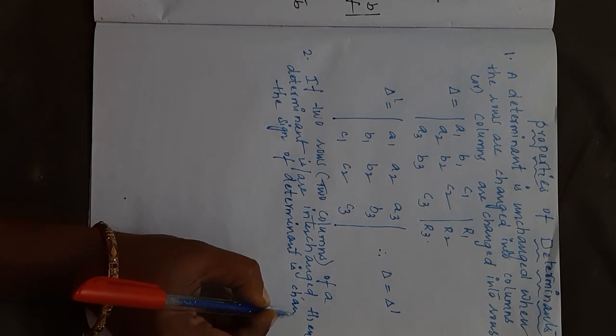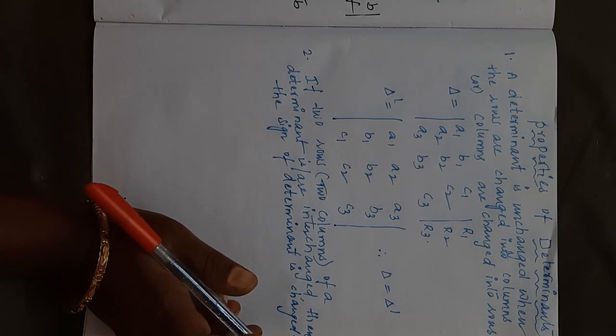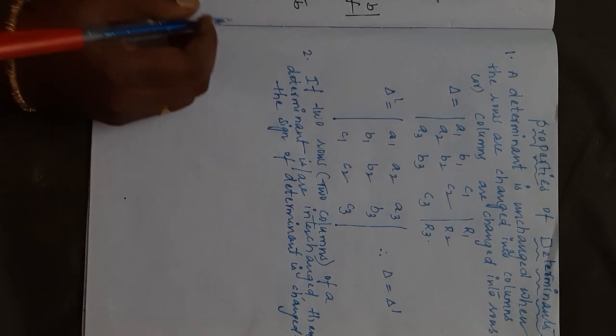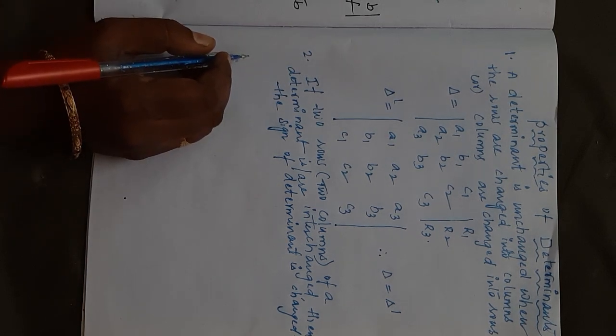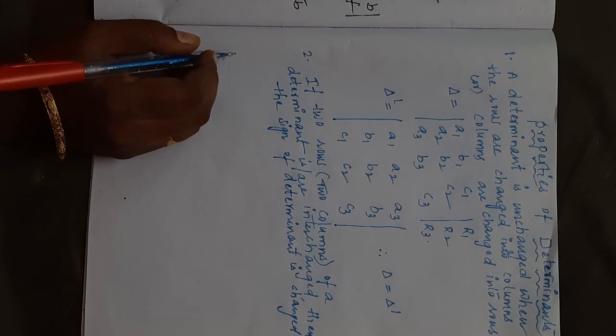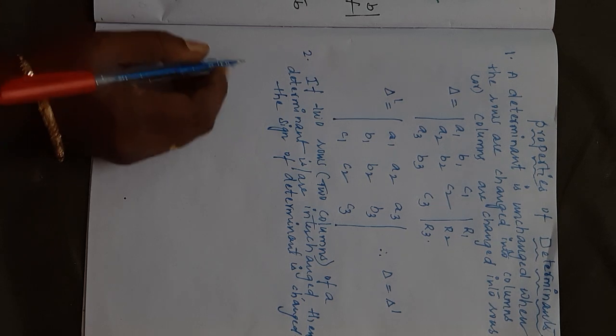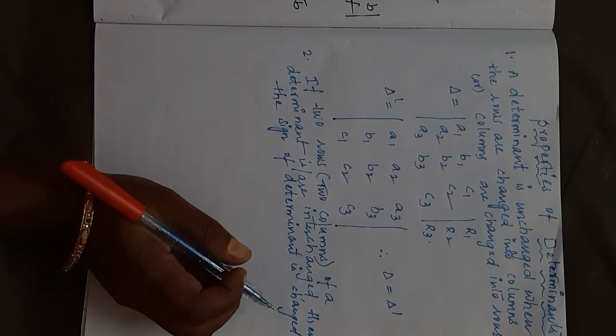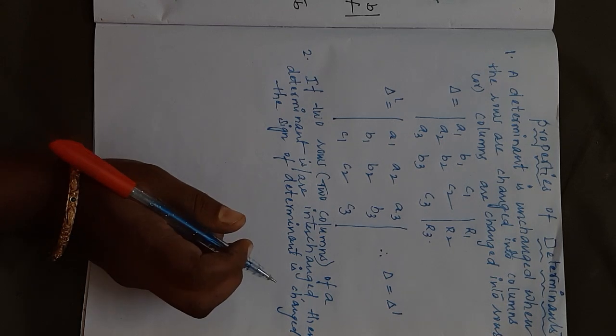You have to write this down in your book. These are all the properties. In your exam also they will ask one question in the 1 mark section: write any two properties or write any three properties of determinants. So our second property is: if two rows or two columns of a determinant are interchanged, then the sign of the determinant will be changed.